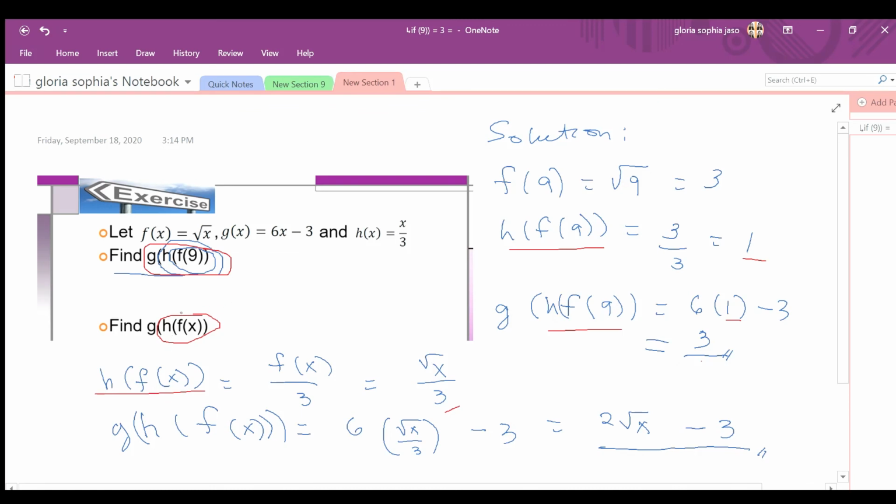Tapos, pasok natin kay g. So, ito na yung sunod nating i-operate. G of h of f of x na tayo. Ayan. So, ano ba yung pattern ni g? 6x minus 3. So, 6, ano yung h of f of x? So, ito yon. Pasok na natin siya. So, square root of x over 3. Then, simplify lang. So, dito, pwede tayo mag-simplify. 6 over 3, that is equal to 2. Tapos, square root of x, so minus 3. So, this is the final answer. 2 square root of x minus 3.